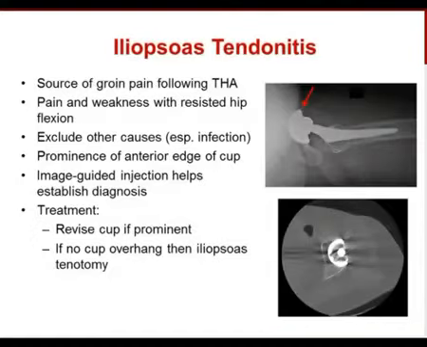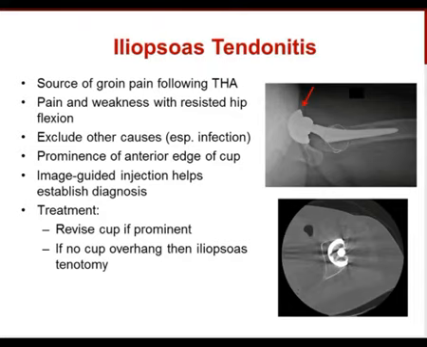Iliopsoas tendinitis is a cause of groin pain after total hip arthroplasty. This is typically seen in patients who have groin pain with resisted hip flexion on examination. Make sure to exclude other causes for pain, including infection. What you may see on radiographic imaging is prominence of the anterior edge of the cup, as is depicted on this x-ray. An image-guided injection into the iliopsoas tendon sheath can be helpful to establish the diagnosis. Occasionally, it can be helpful in terms of treating the patient as well.